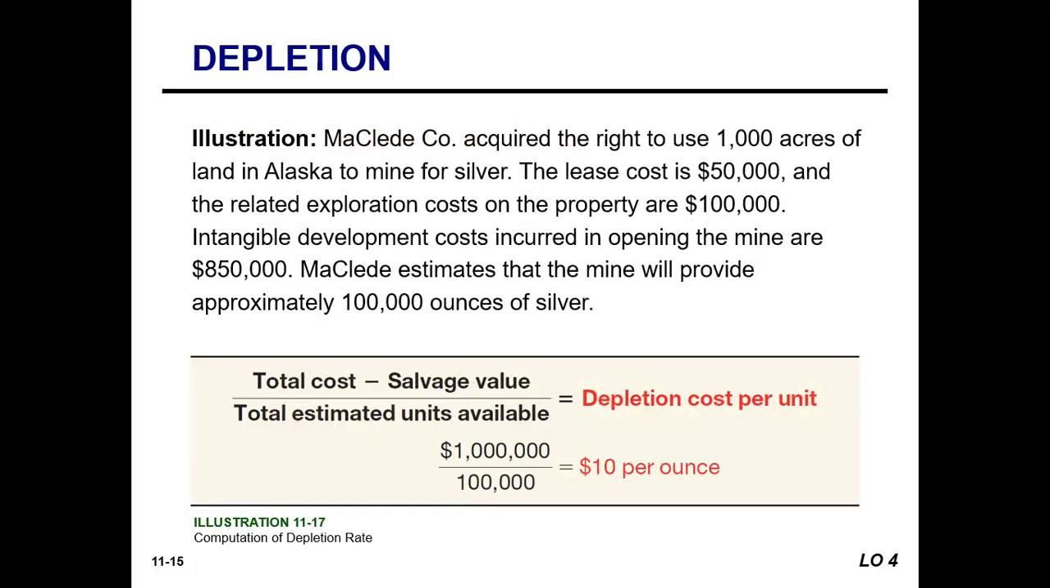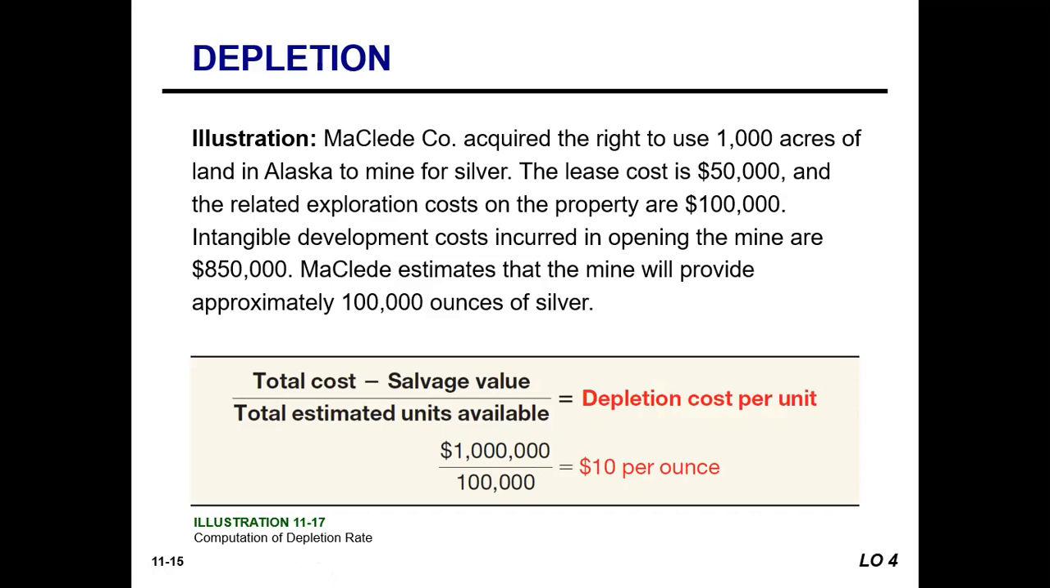It says, McLeod Company acquired the right to use 1,000 acres of land in Alaska to mine for silver. The lease cost is $50,000 and the related exploration cost on the property are $100,000. Intangible development cost incurred in opening the mine are $850,000. So for the cost basis or the acquisition cost of this asset, we're going to use 50 plus 100 plus 850, right? Just like we're showing down here, the cost of 1 million, right, as our numerator.